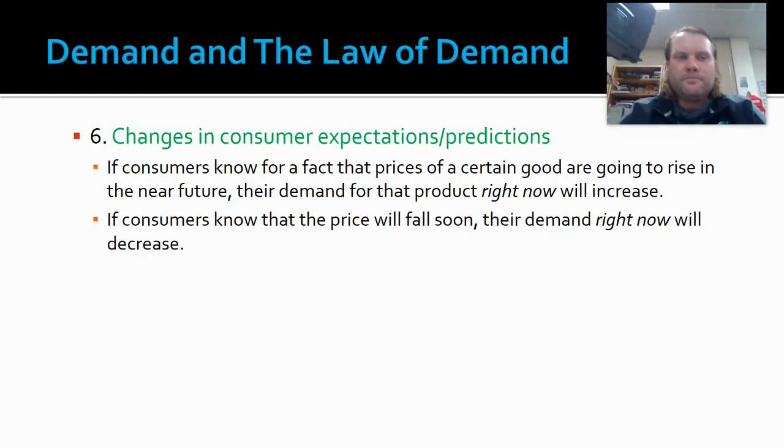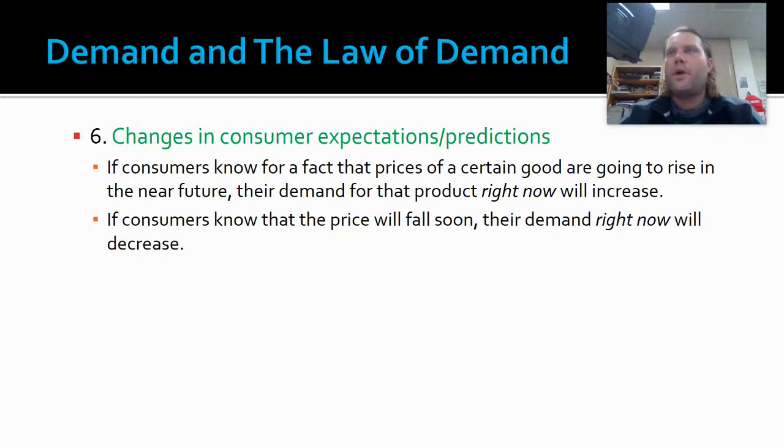The last one is a change in expectations. If I think the price is going to go up or go down in the near future, I'm going to behave in a different way today. So for example, if you've ever heard, hey, gas prices are going up, you better stop and get gas today if you want to save some money. You're expecting the price to go up tomorrow, so I'm increasing my demand right this minute, right?